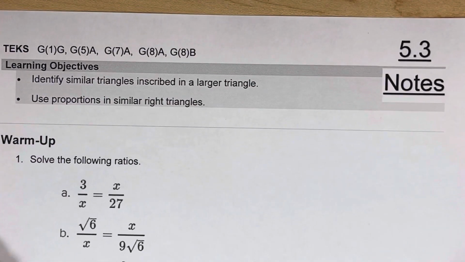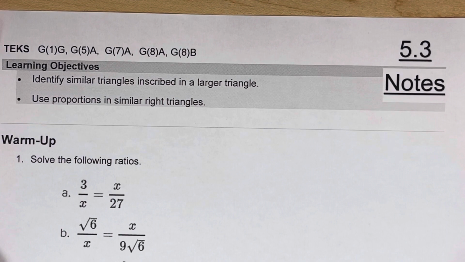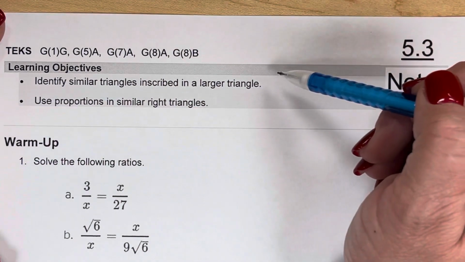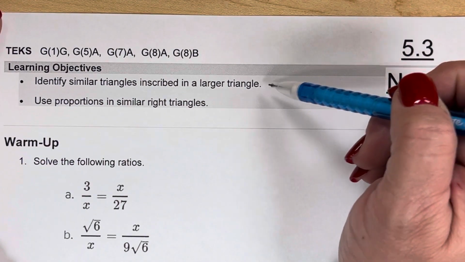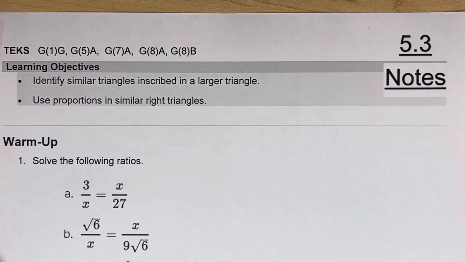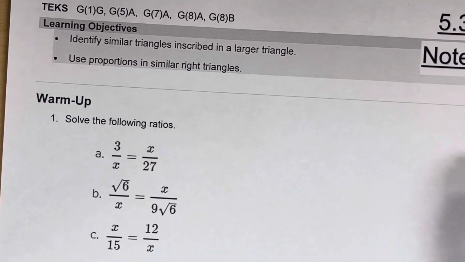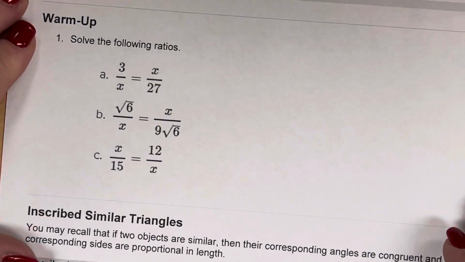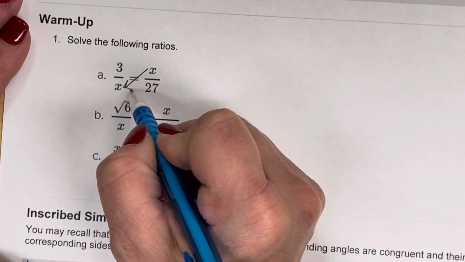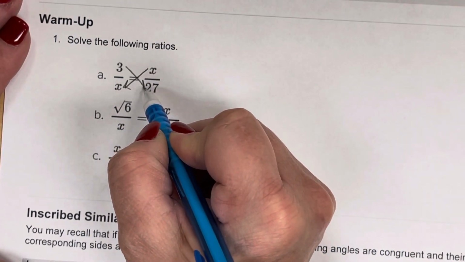Hey guys, this is lesson 5.3, and we're going to be using proportions, as we have been doing quite a bit in the last couple of chapters. We're also going to identify similar triangles inscribed in a larger triangle, and we will certainly discuss exactly what that means as far as inscribed. For our warm-up today, you're going to solve the ratios or the proportions.